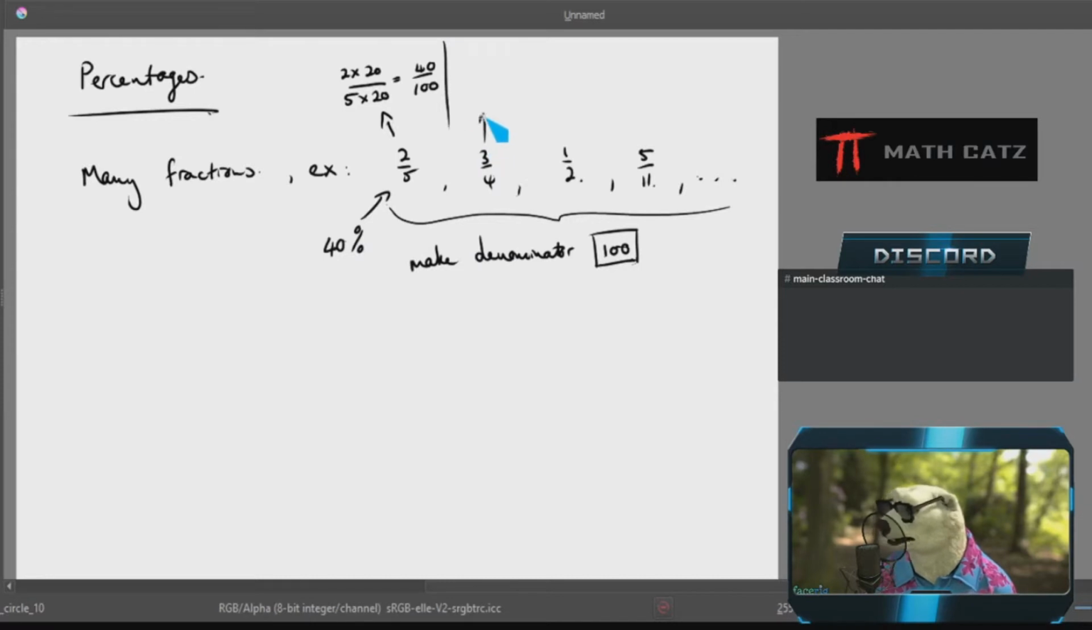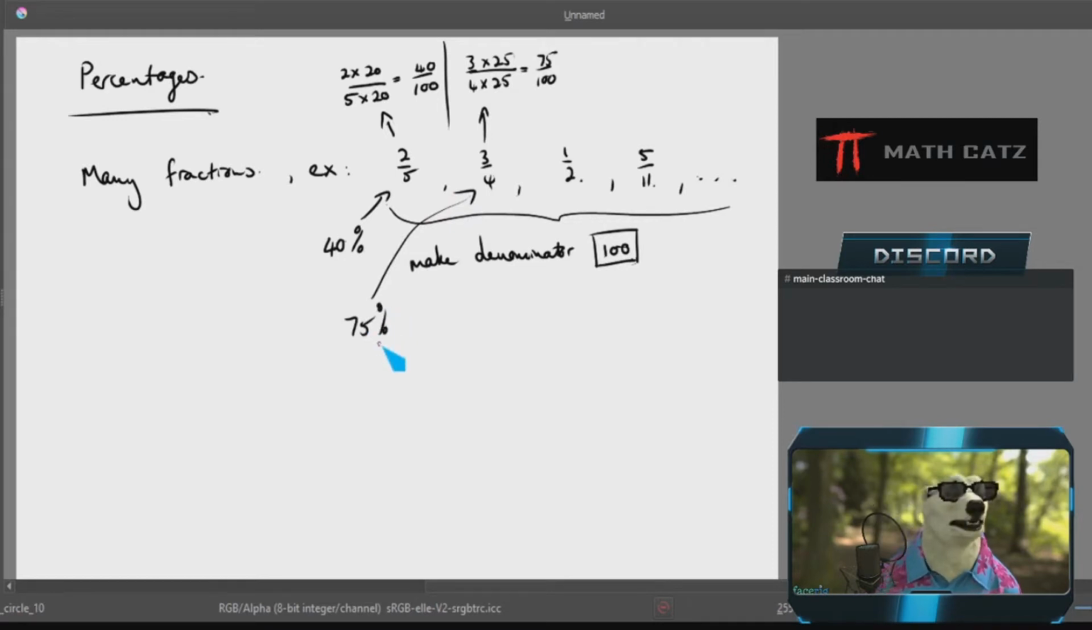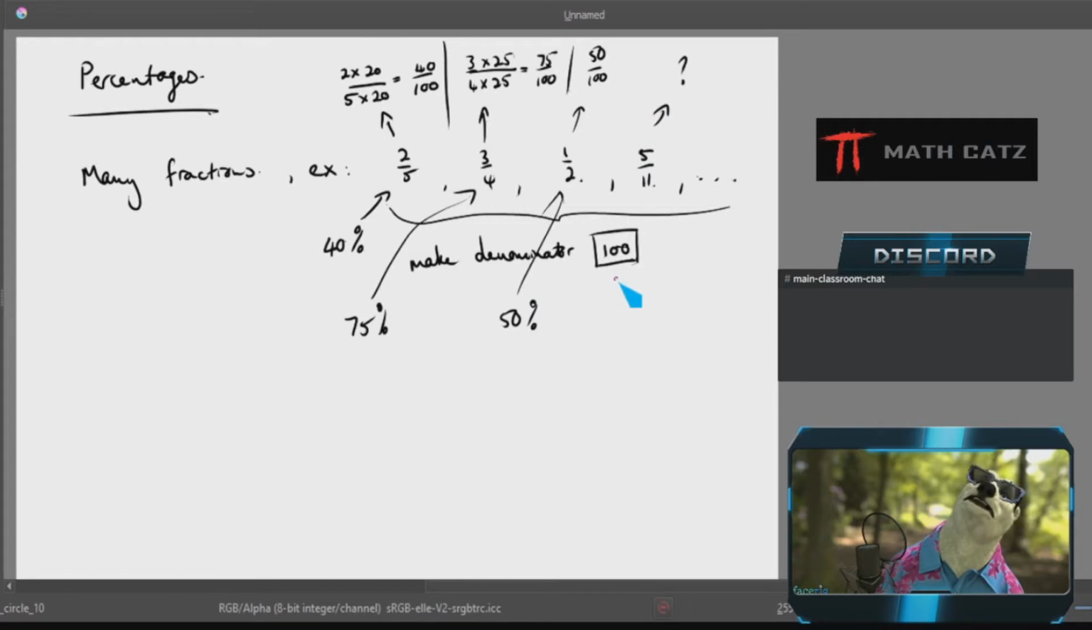This one, let's see if I can squeeze it in here. We would have to go times 25, so I'd have to go at the top as well, and that would give me 75 over 100. 75%. So, not too difficult in cases where I have a nice common factor to find. This one over here will be 50 over 100, obviously. Let's just write it over here, and that'll be 50%. But of course, you see that, okay, some fractions might not be as convenient.